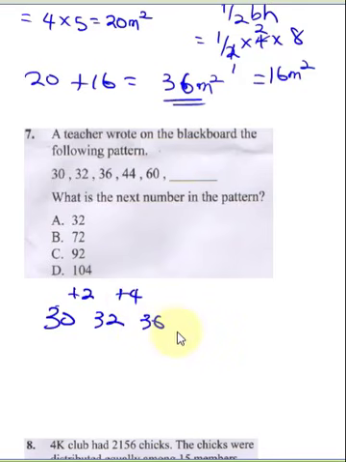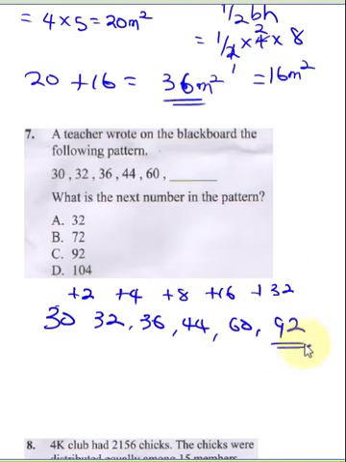4. The next one is 44. You notice that the difference is what? 8. Okay, so one thing I notice is the number is doubling itself. So from 44, I don't need anybody to tell me it's going to be what? 16. So that means if I sum up 60 plus 32, it should give me the next number, which is going to be what? 92. So this is my final answer. 92 is the correct answer.